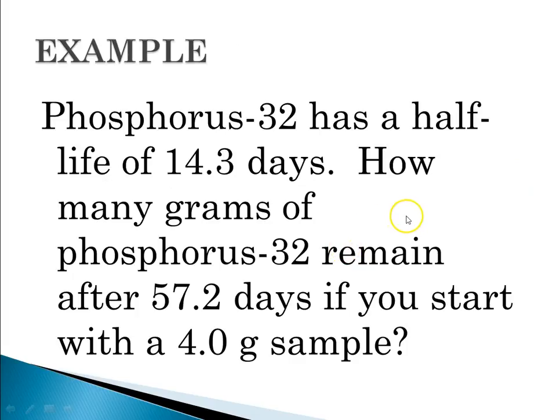So here's a sample problem. Phosphorus-32 has a half-life of 14.3 days. How many grams of phosphorus-32 would remain after 57.2 days if you started with a 4-gram sample? So I'm going to highlight here the time elapsed right here is 57.2 days. The half-life for this sample, or for this isotope, is 14.3 days, and we're starting with, at T0, 4 grams.